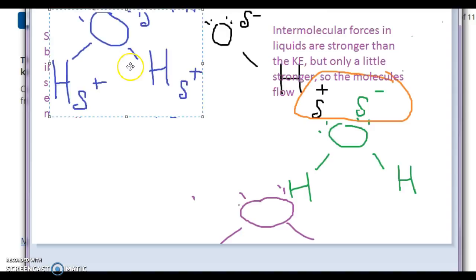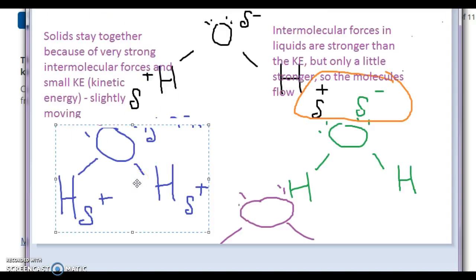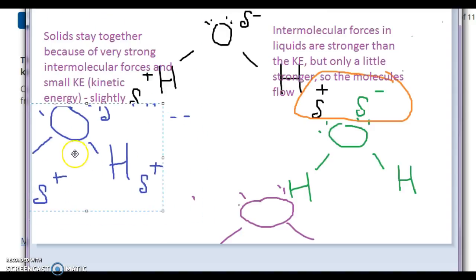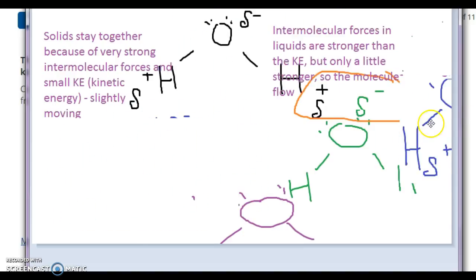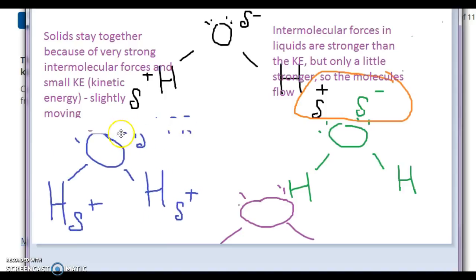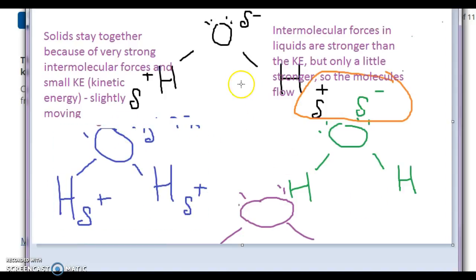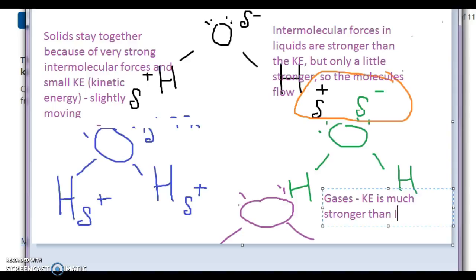They don't have to stay in this nice pattern because they're not a solid. They don't have to just kind of flow, kind of keep in the pattern like a liquid. No, they can go everywhere because they have much more kinetic energy than the intermolecular forces. So gases, KE is much stronger than intermolecular forces. It is a party. Okay?